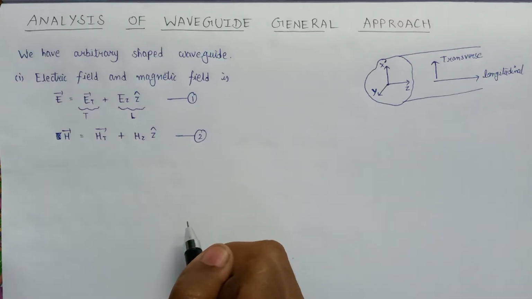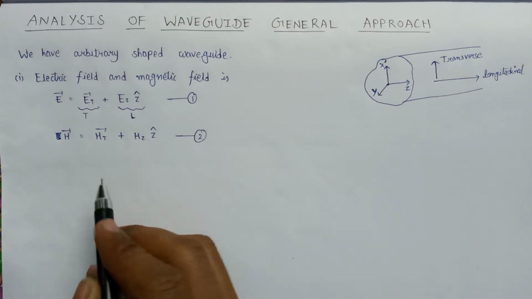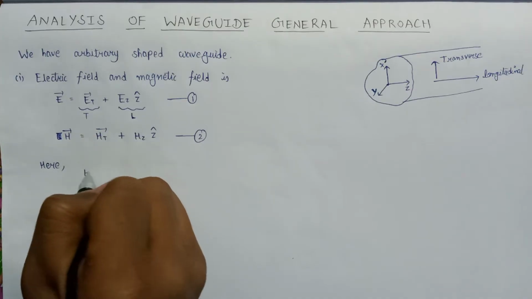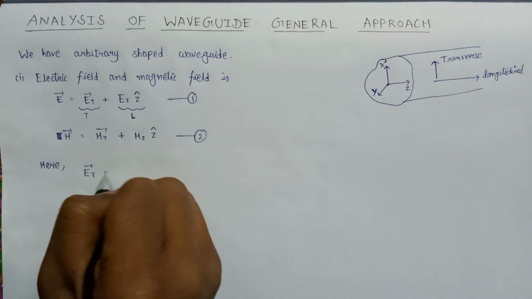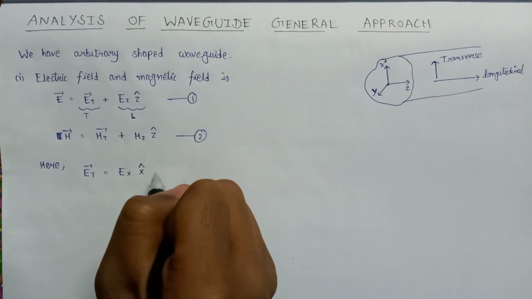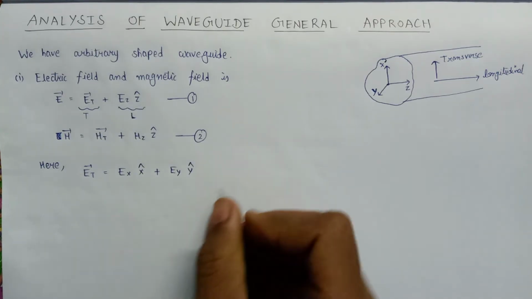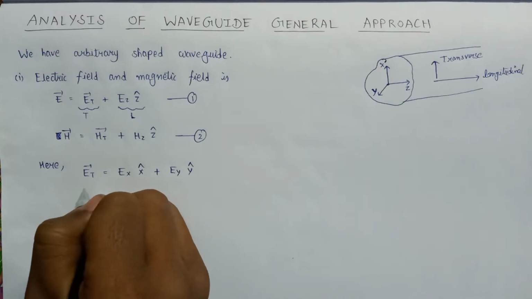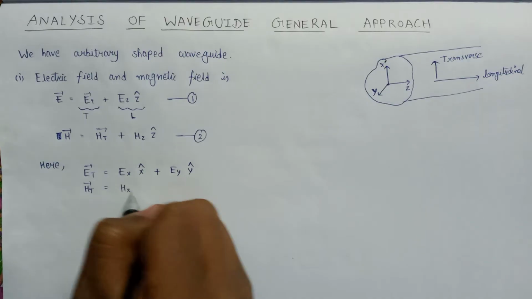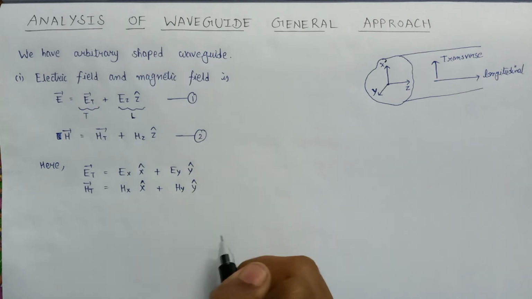Now, if we define the transverse components of the electric field and the magnetic field, then their representation will become E transverse equals Ex into x cap plus Ey into y cap. Similarly, the transverse component of the magnetic field will be represented as Hx into x cap plus Hy into y cap.